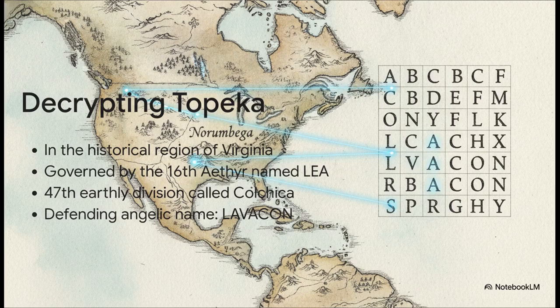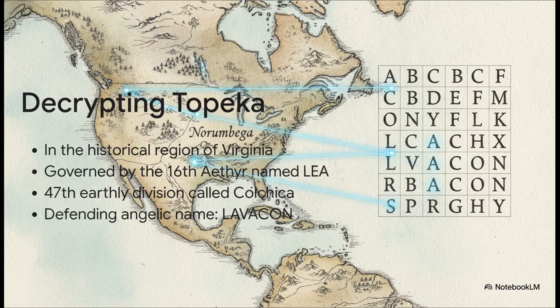Let's actually put this into practice with an amazing example straight out of the system's own rules. Say we run modern-day Topeka, Kansas through the 16th century algorithm. Here is exactly what happens. Back in the 1580s, the unexplored American Midwest fell under the regional designation of Virginia, or Norumbega. This particular zone is governed by the 16th Aether, named LEEA, and occupies the 47th Earthly Division. Tracing this on the Great Table reveals that the defending angel for Topeka, Kansas is named Lavacan.